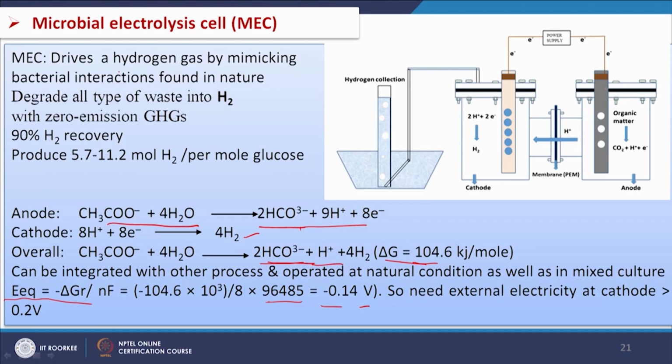This MEC device produces hydrogen gas by mimicking bacterial interactions found in nature. It degrades all types of waste into hydrogen with zero emission and 90% hydrogen recovery, and it can produce 5.7 to 11.2 mole hydrogen per mole of glucose.